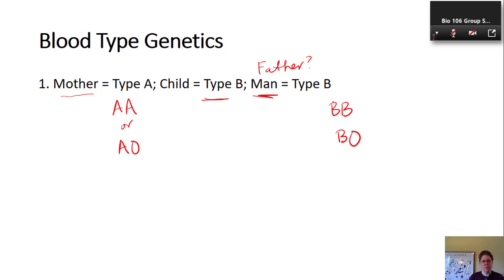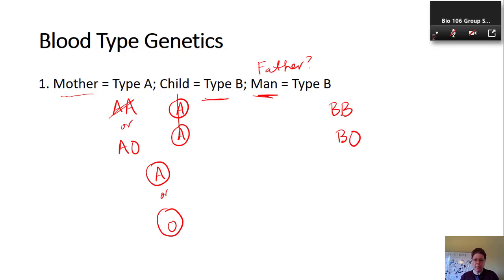All right, so looking at this, if she's AA, that means that she's going to make an egg that's an A, or an egg that's an A. If that child got either one of those eggs, it would have to be at least one A, so it would be an AB. So she can't be AA. All right, if she were AO, she'd make an egg that's an A, or an egg that's an O. All right, so that's possible. And if he were big B, his sperm would be a big B or a big B.